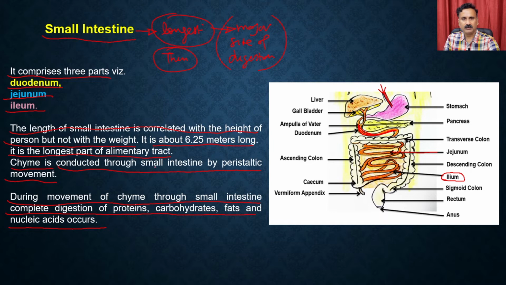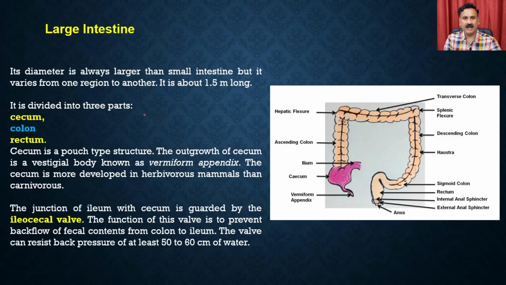Then let us move on to another structure, which is called the large intestine. The large intestine is the widest tube in the alimentary canal, and its diameter is always larger than the small intestine, but it varies from one region to another. It is about 1.5 meters long, and it is divided into three parts: the cecum, colon, and the rectum.